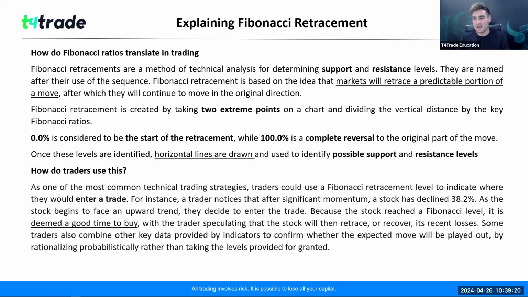So for instance, a trader notices that after a significant momentum, a stock has declined towards the 38.2% level. As this stock begins to face an upward trend, they decide to enter the trade. They have seen enough evidence that that specific instrument has ended its retracement process, and from there onwards, they extrapolate that the specific instrument or stock is going to continue moving towards the primary direction after, in a sense, the pause. So because the stock has reached the Fibonacci level, it is deemed a good time to buy.